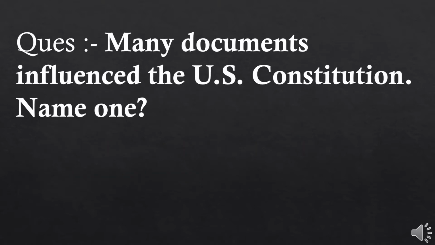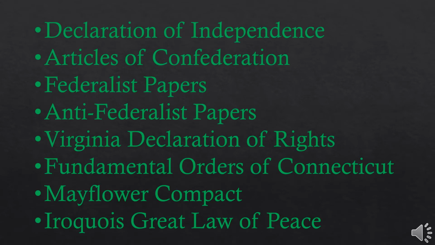Question 14. Many documents influenced the U.S. Constitution. Name one. Declaration of Independence. Articles of Confederation. Federalist Papers. Anti-Federalist Papers. Virginia Declaration of Rights. Fundamental Orders of Connecticut. Mayflower Compact. Iroquois Great Law of Peace.